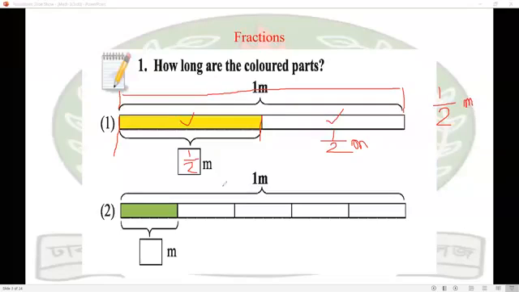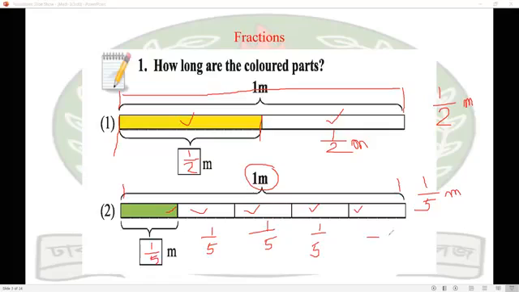In this way, we can express the fraction. In number 2, we see a 1 meter long string. From here to here is 1 meter. But this is divided equally into 5 parts: 1, 2, 3, 4, and 5. So 1 meter is divided into 5 parts. So every part contains 1 by 5 meter. So this colored area contains 1 by 5 meter. Not only the colored area, every part is 1 by 5 meter. This part is 1 by 5 meter. This is also 1 by 5 meter, and this is also 1 by 5 meter. In this way, we can express the colored part or divided part of any length. This is expressed as a fraction.